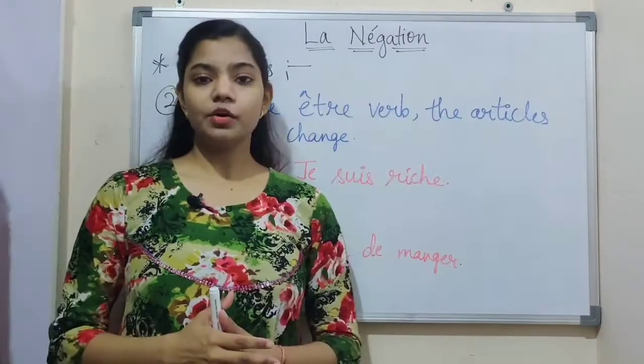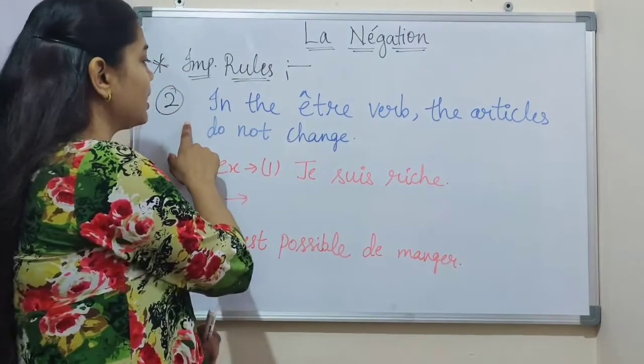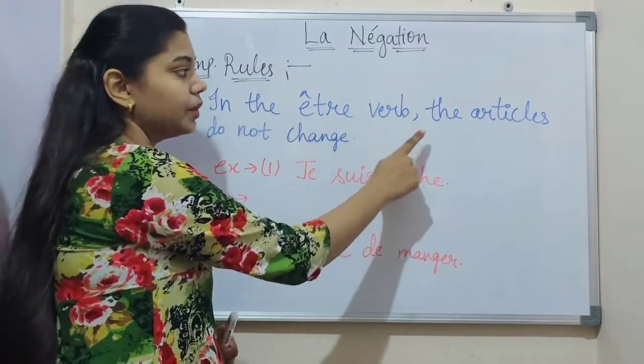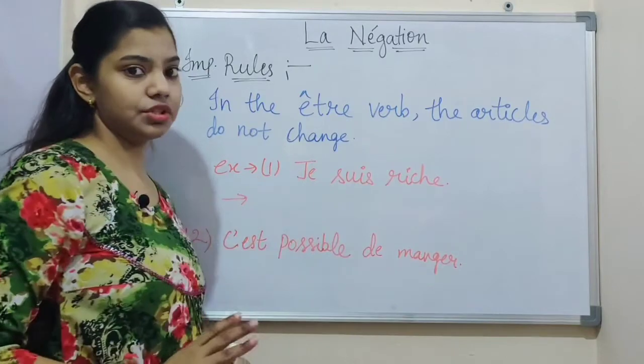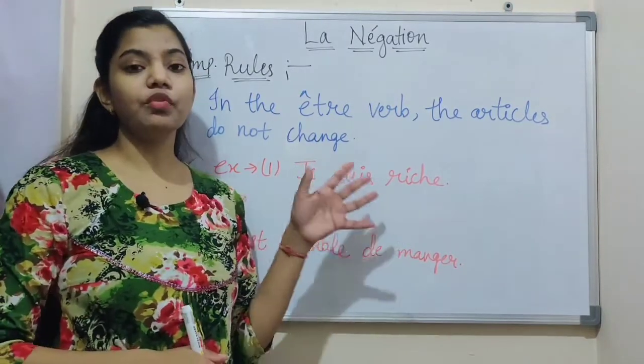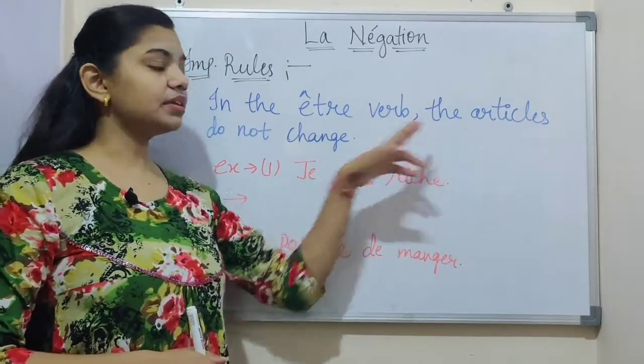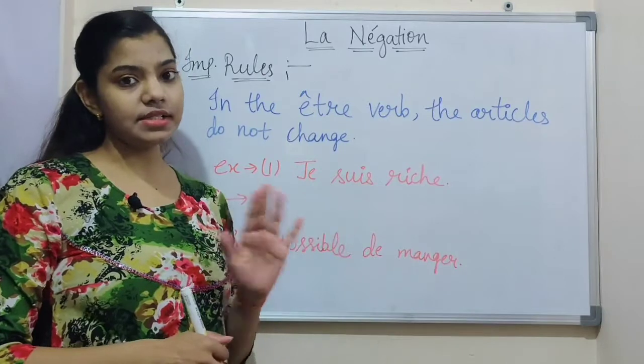Okay, so now we move to the second important rule. The second rule is: with the être verb, the articles do not change. Okay, if in the sentence the verb is être, then the article does not change. ठीक है, तो कोई भी article change नहीं होगा.